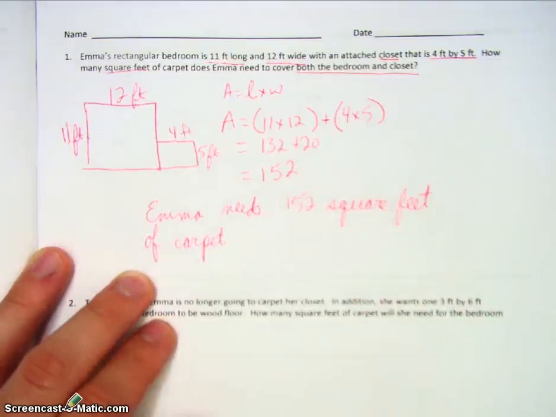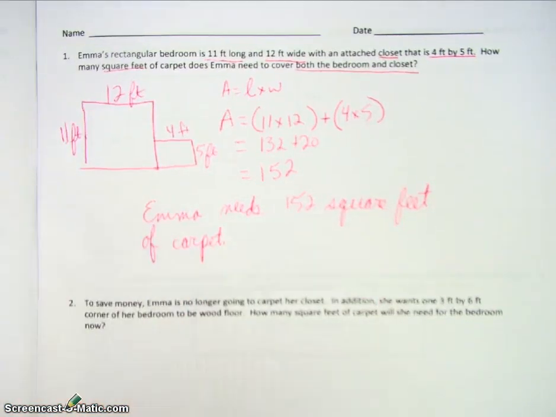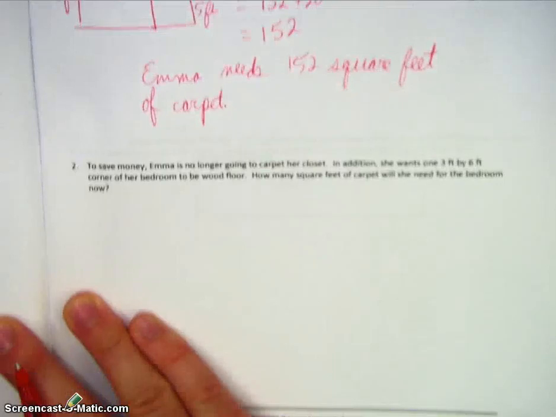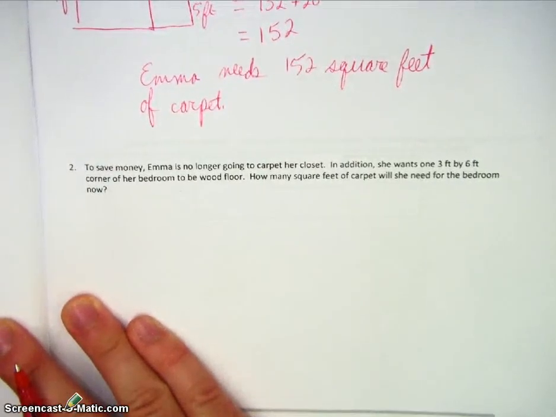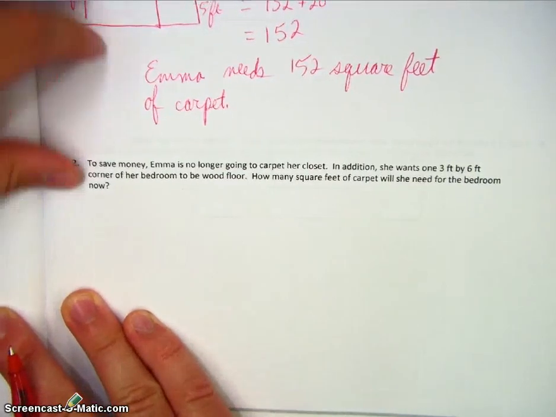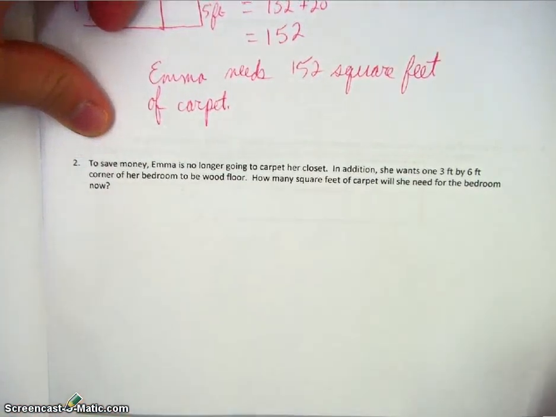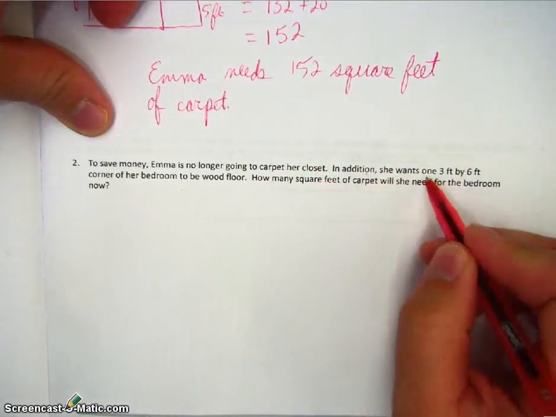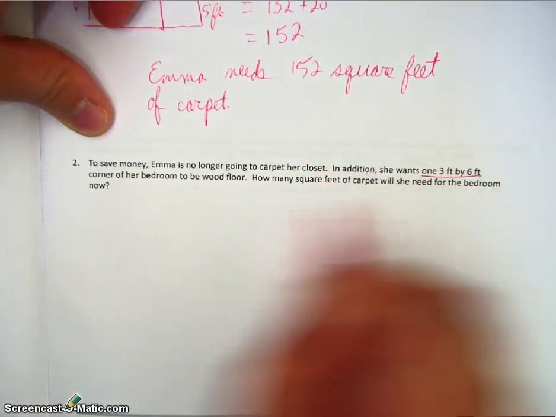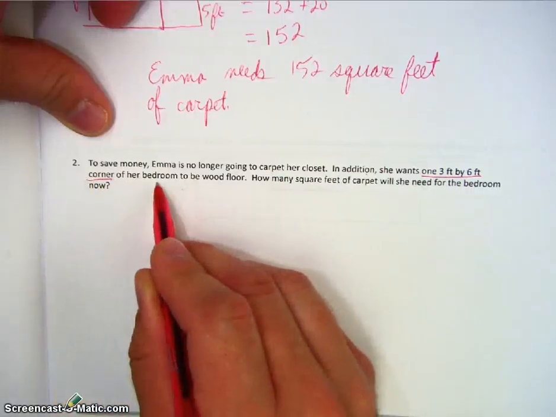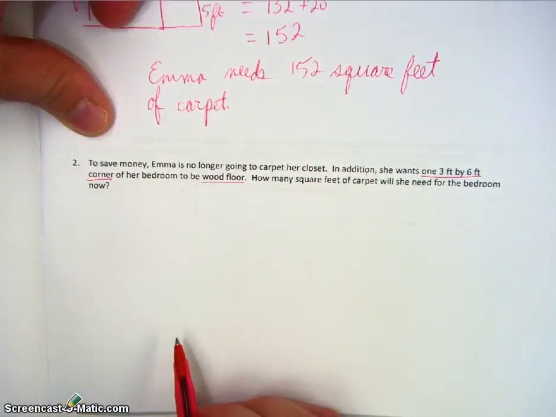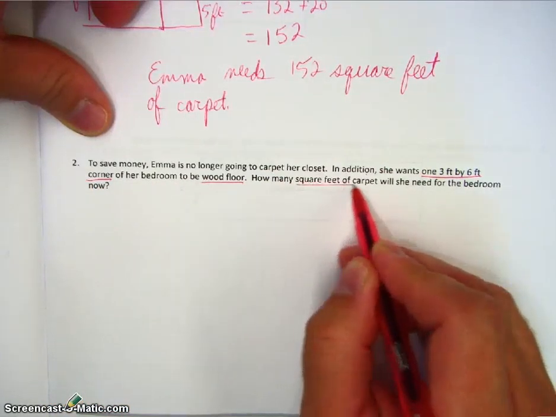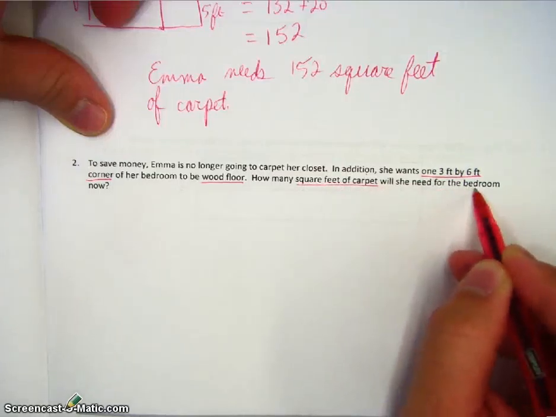Okay, all right, moving down now to number 2. Now to save money, Emma is no longer going to carpet her closet. In addition, she wants one 3-foot by 6-foot corner of her bedroom to be wood floor. How many square feet of carpet will she need for the bedroom?